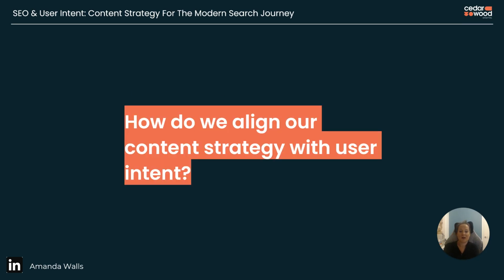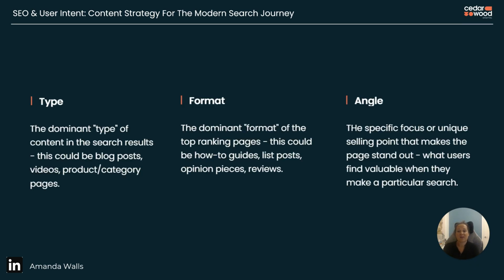So with all of that in mind, how do we actually go about aligning our content strategy with user intent? Well, first off, we need to understand which type of content we need to provide to match that user intent. There's essentially 3 C's of content, let's say. The first one is content type. This is the dominant type of content that we're seeing in the search results. This could be things like product page, category page, landing page, blog post, video, etc. So it's that type that's most popular.